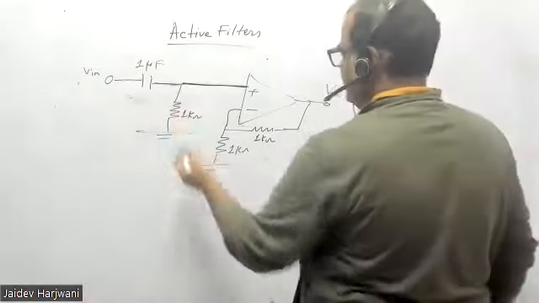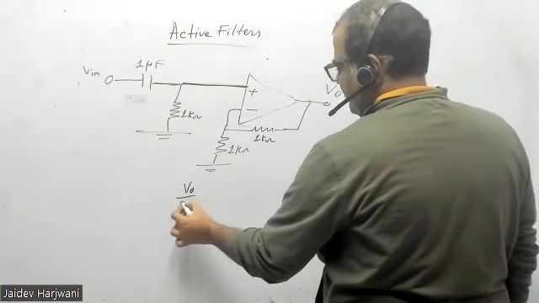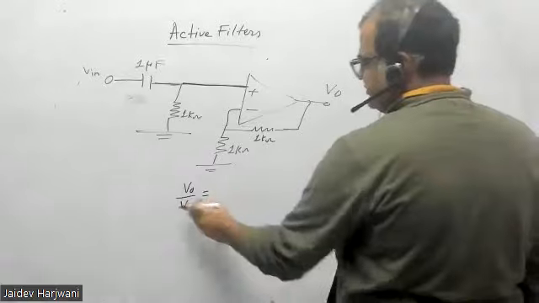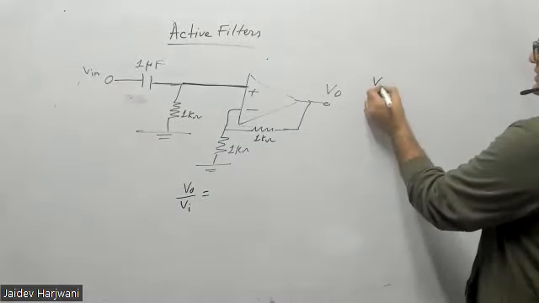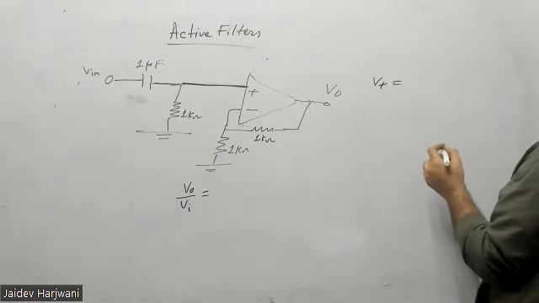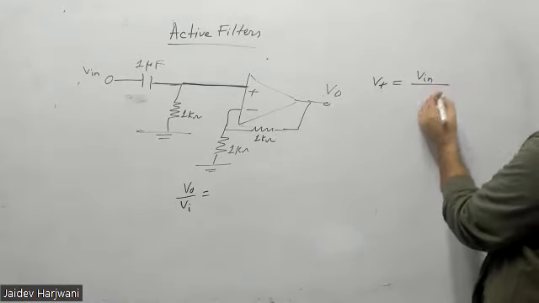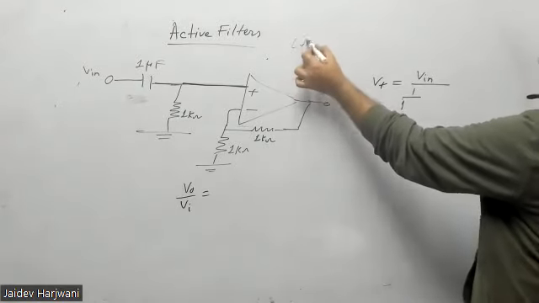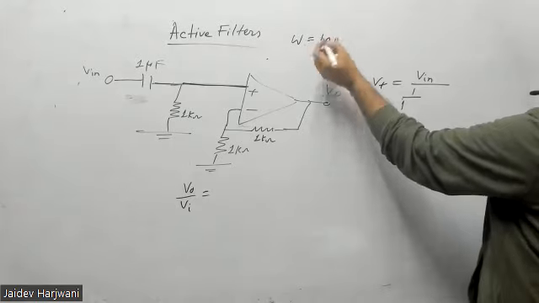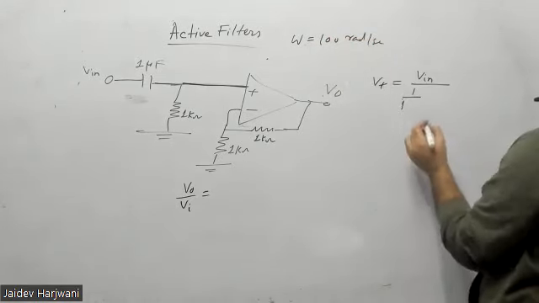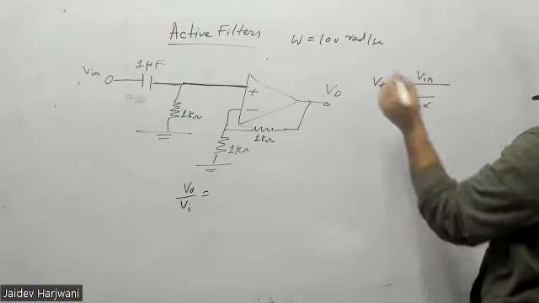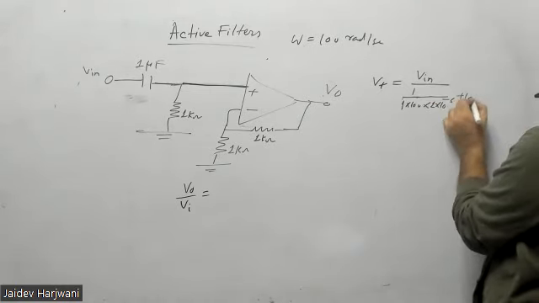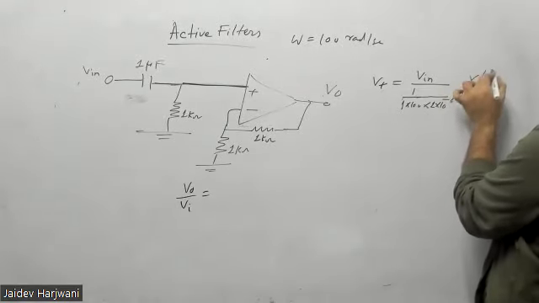Formula you can directly write, or you can write here: V naught by V input will be what? V plus here, V plus will be V input upon 1 upon j omega C, where this is 1 microfarad. Frequency is given, let us say 100 radian per second, because gain depends on frequency. So omega is 100. This is 1 microfarad, that is 10 raised to power minus 6. And R is 1 kilo ohm, and I am taking the voltage across the kilo ohm, that is 10 power 3.